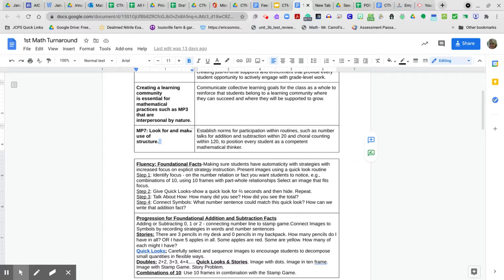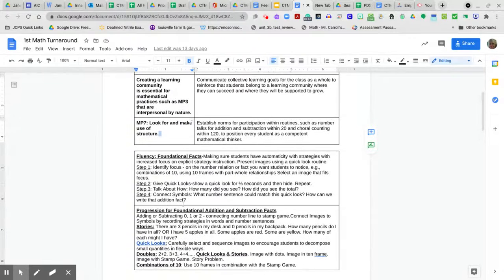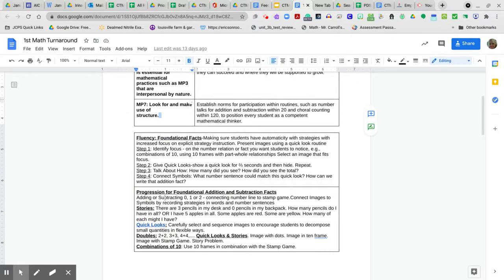How can we write the addition fact? So again, it's the concrete and the representational and connecting that to the abstract. Then you have the progression for foundational addition and subtraction facts. Again, connecting the number line to the stamp game.